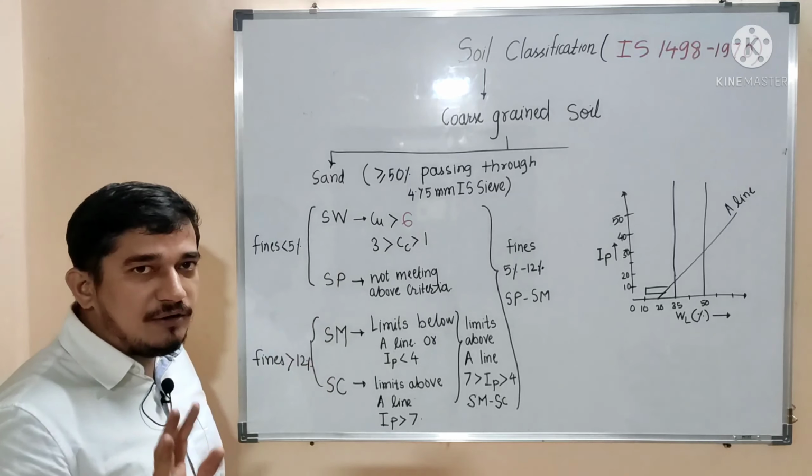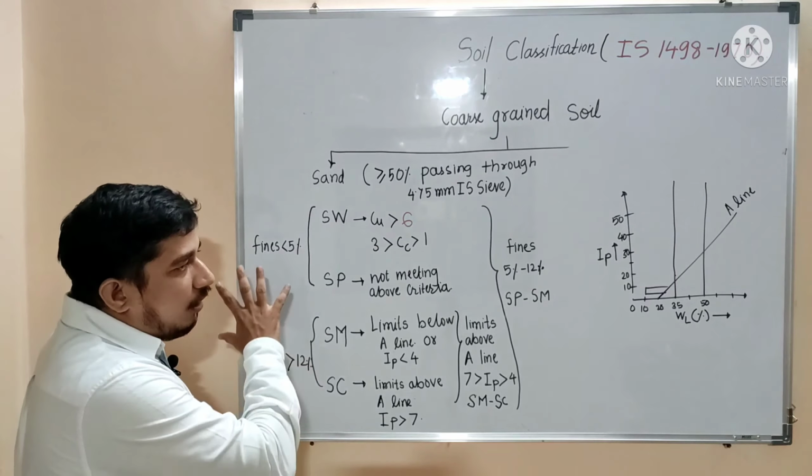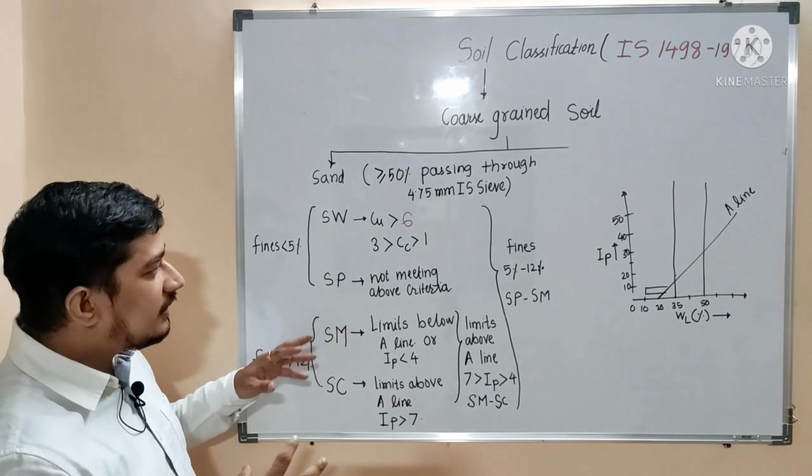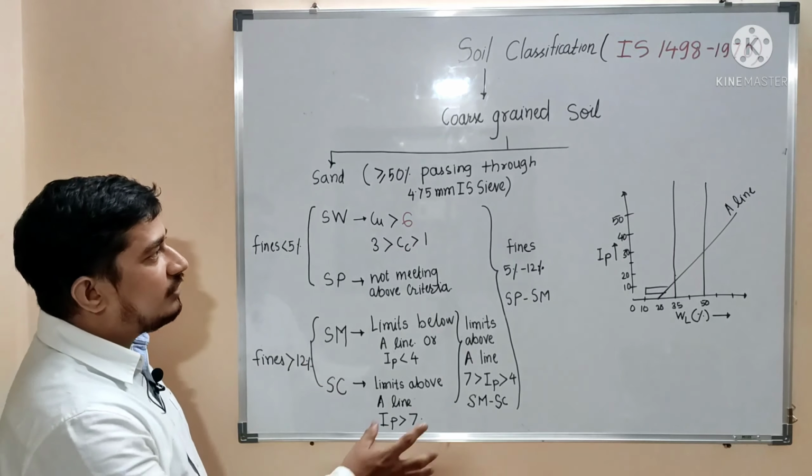So that's the only difference. Otherwise, all of the classifications are the same. Instead of G, we just have to replace it by S for sand. So that gives the classification of sand.